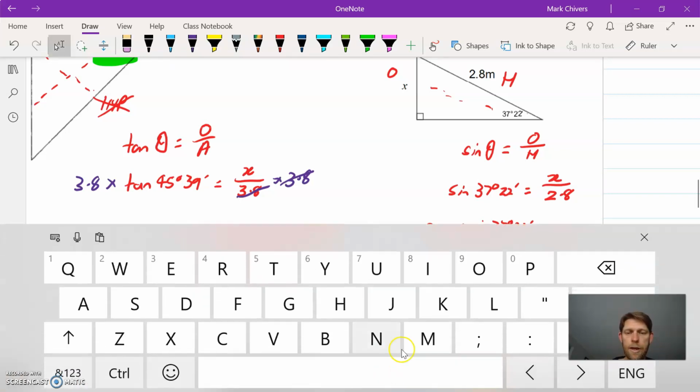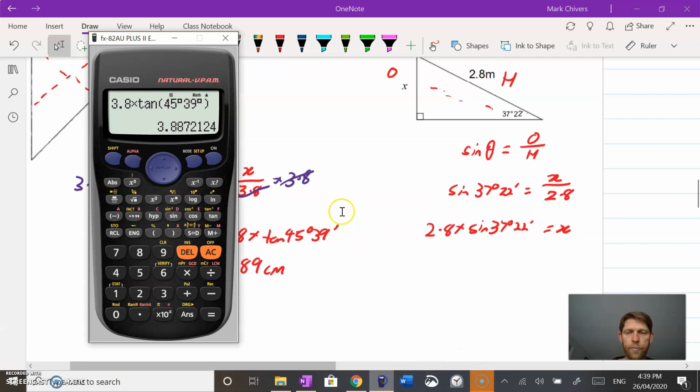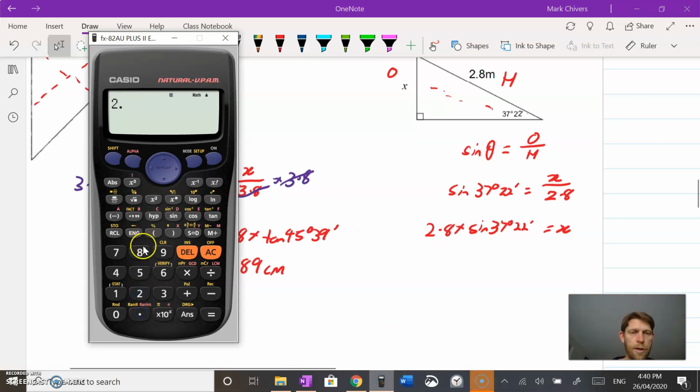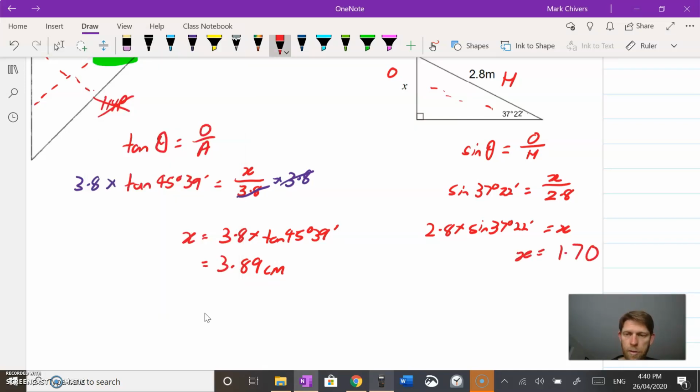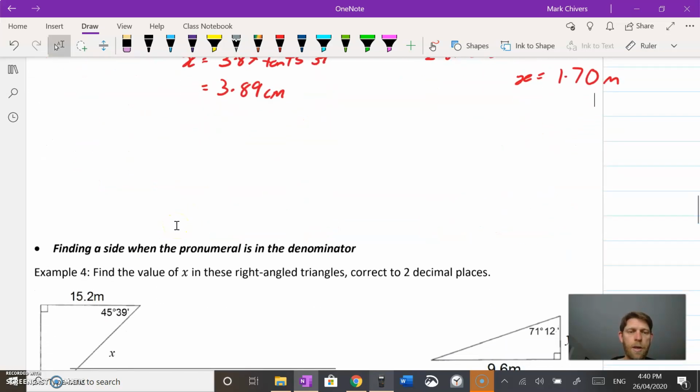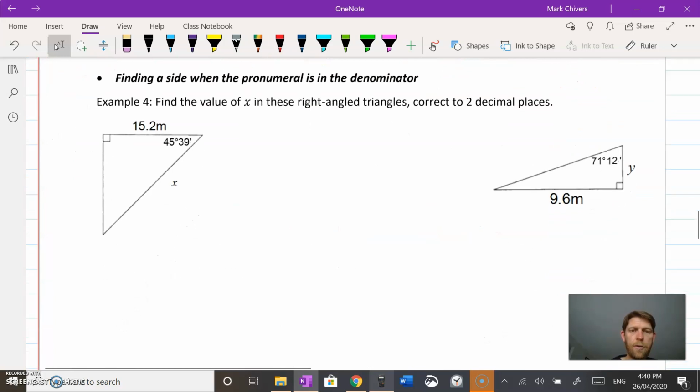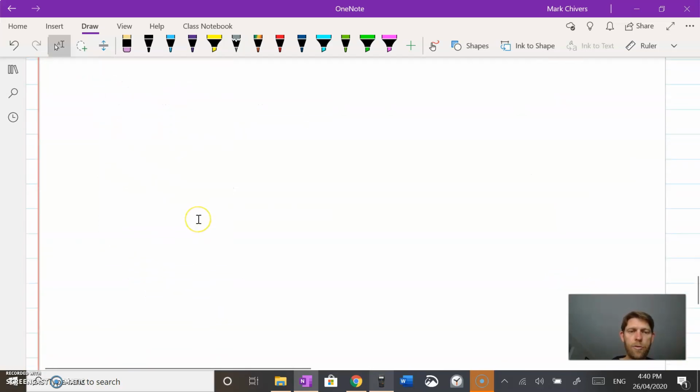So we plug that all into our calculator and we get 2.8 times sine 37 degrees, 22 minutes. And to two decimal places, that's going to be 1.69. The 9's going to round up, so we're going to actually end up with 1.70. And that's in metres in this particular case. Okay, so moving right along, we're now going to deal with when the pronumeral is in the denominator.